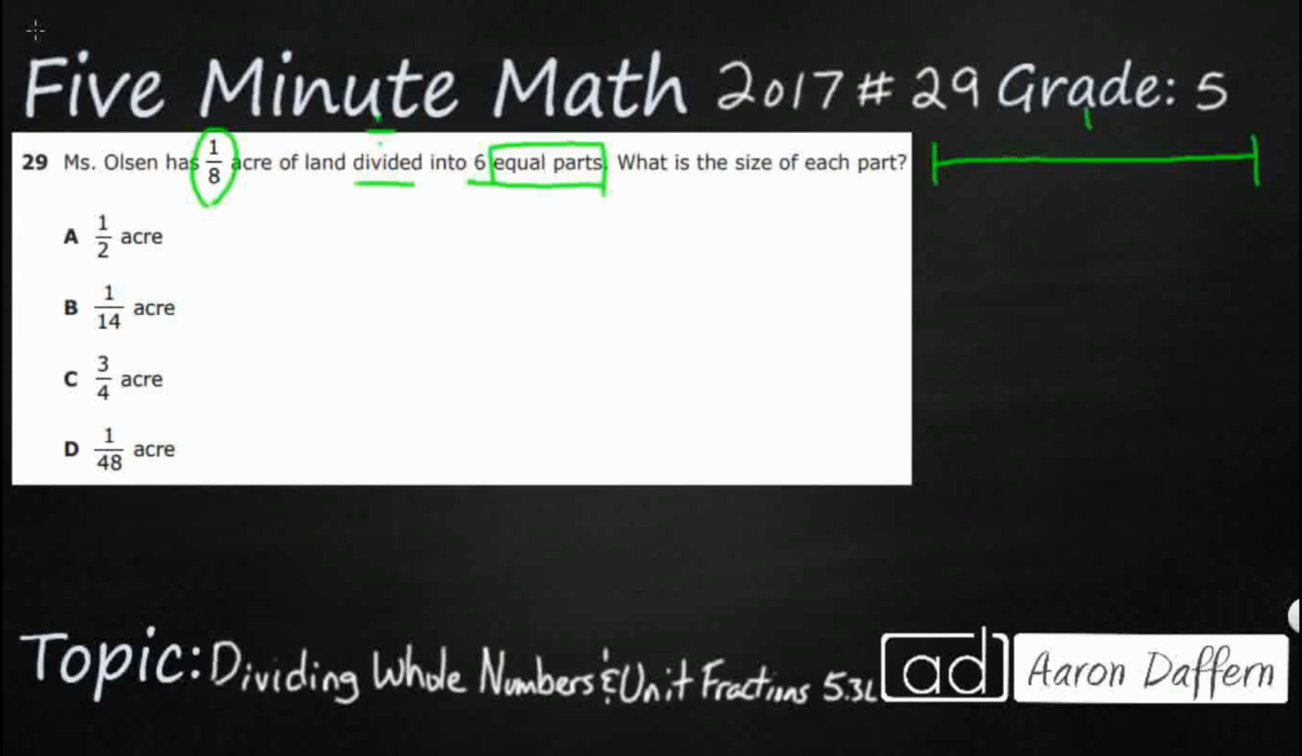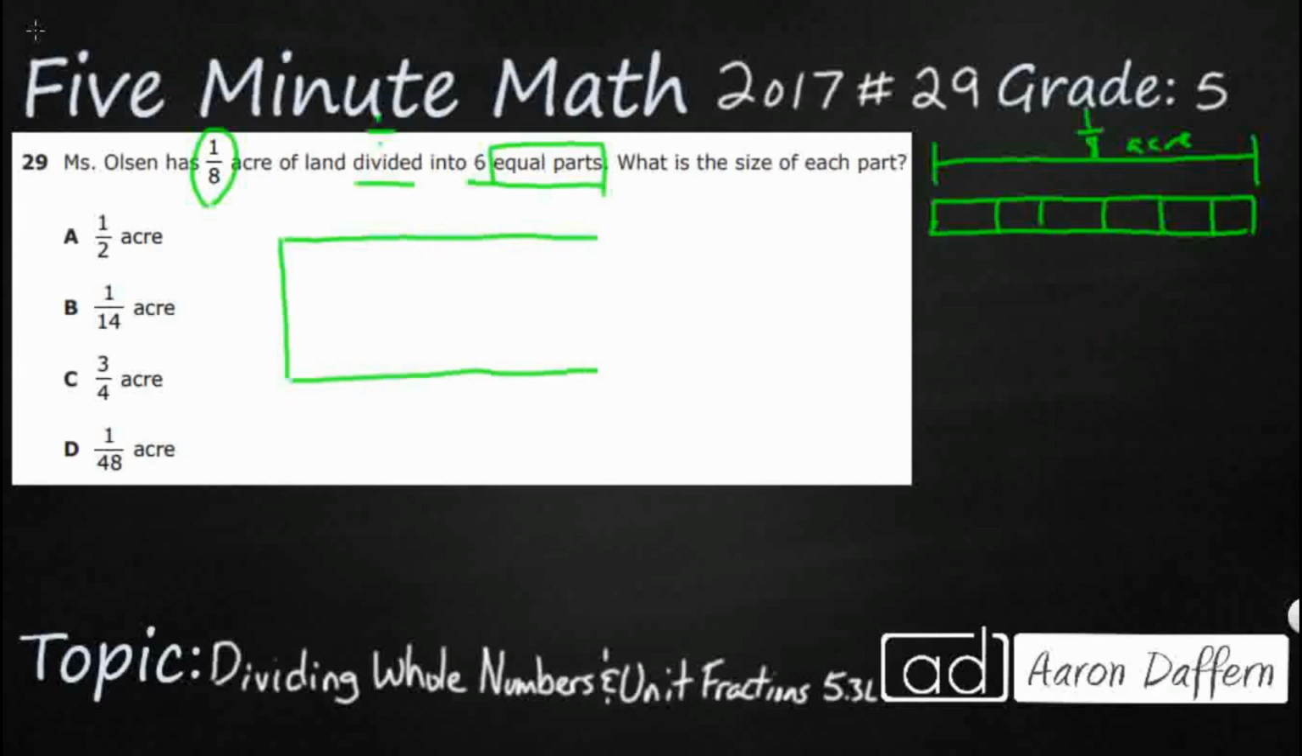So we've got 1/8 of an acre, and we're breaking it up, even this small unit fraction, into 6 smaller parts. So that's what we're trying to do. We're trying to break up the 1/8 into 6 smaller parts. Well, one way that I think we can visualize that, and then we'll look at how we can do it without a picture. But let's draw a rectangle here.